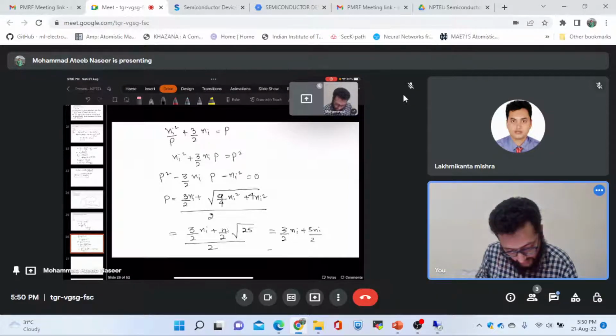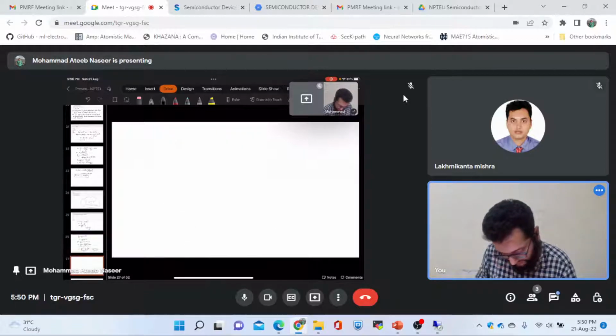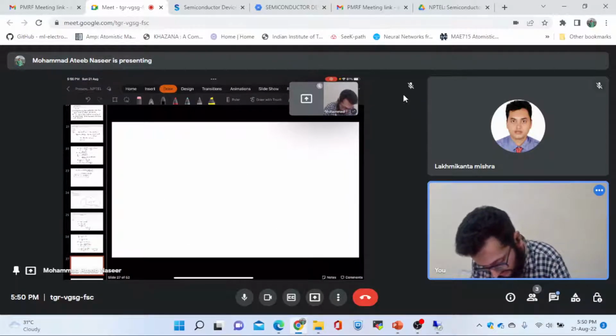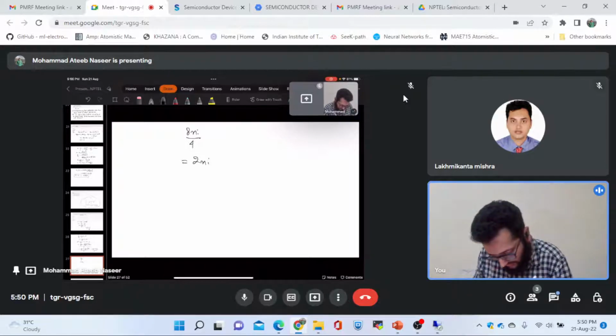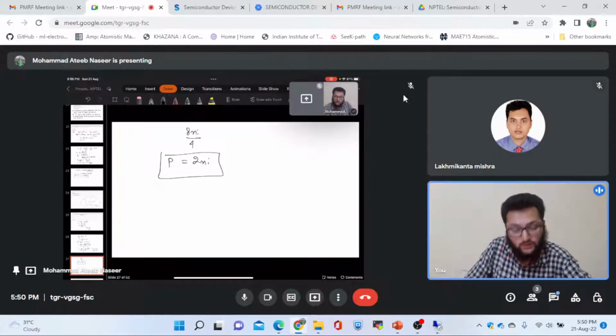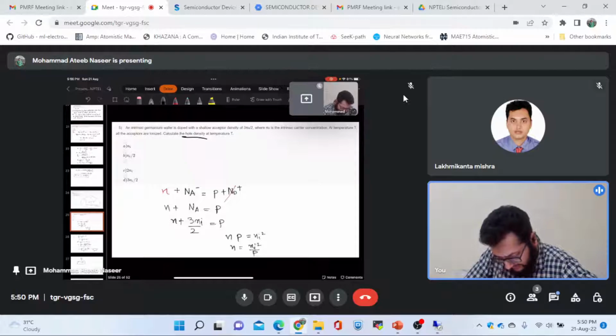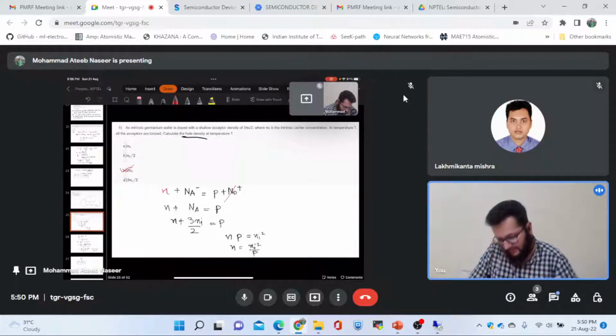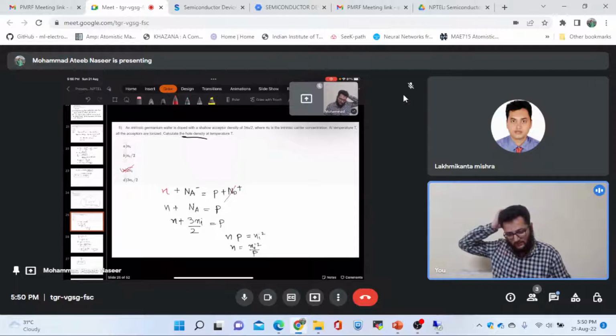So it will simply be equal to 8 Ni by 4, which is equal to 2 Ni. So what have we got? We have got the hole concentration to be equal to 2 times the intrinsic carrier concentration. Now let's check the options, and option C is what it will look like. It will be the correct option. So we have got the answer.